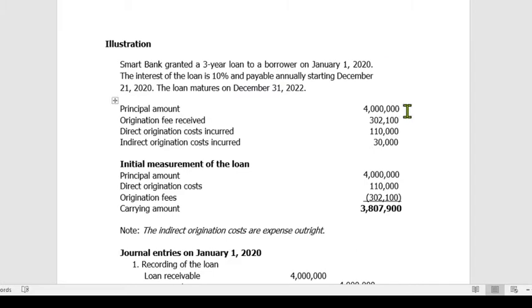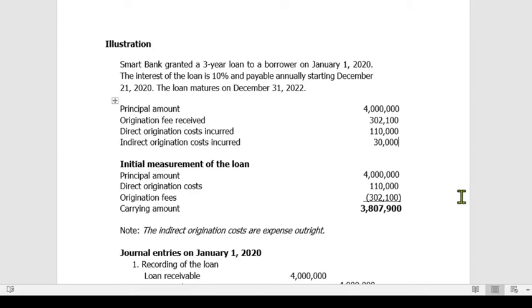Okay. Magkano ang pinautang? 4 million. Si Smart nagpautang kay borrower, 4 million. Origination fee received. Ibig sabihin, ito yung mga origination cost, yung sa pag-CI, sa collateral, security na diniscuss natin kanina, na binayaran ni borrower, 302,100. Direct origination cost incurred, ito naman yung mga items na binayaran ni Smart Bank, 110,000. And all other indirect ay 30,000. Itong indirect na yan, di ba? Sabi, it is an outright expense.